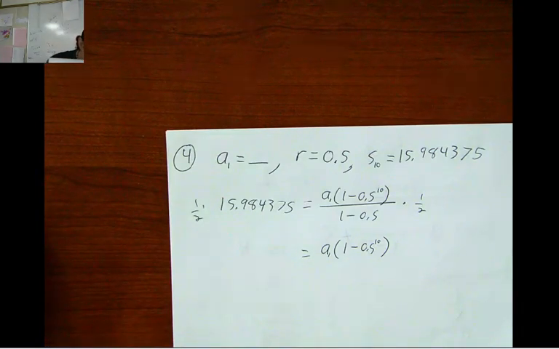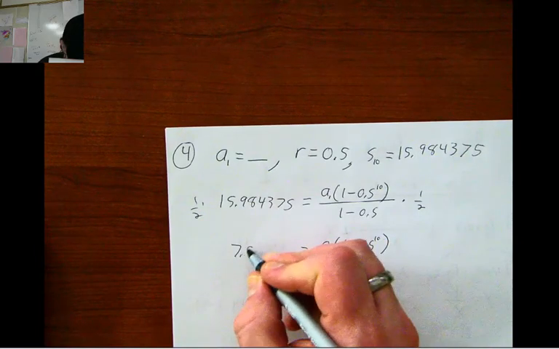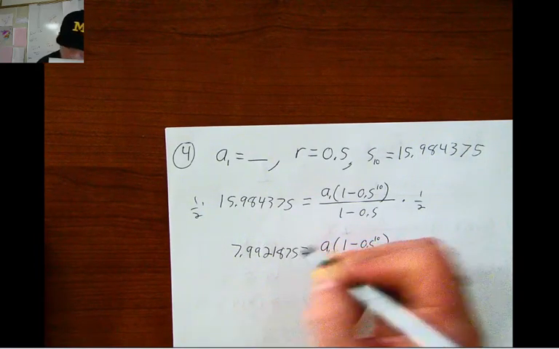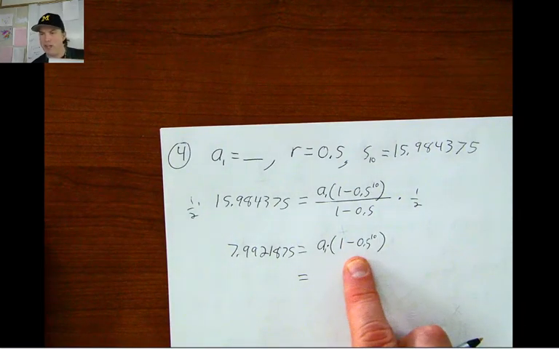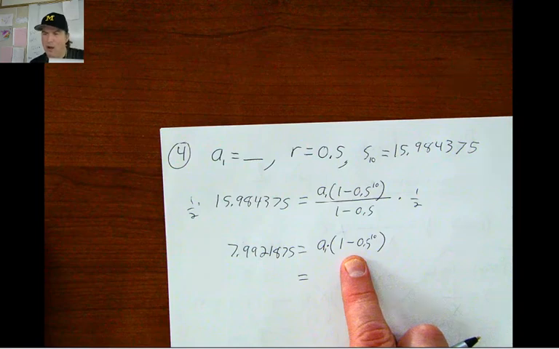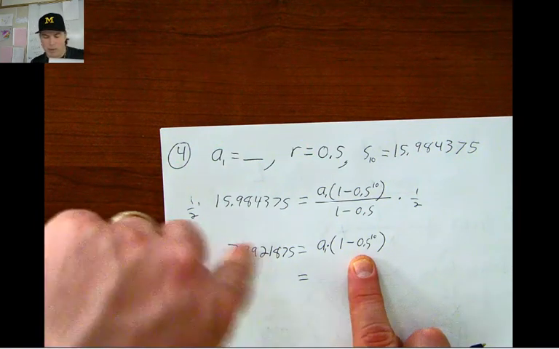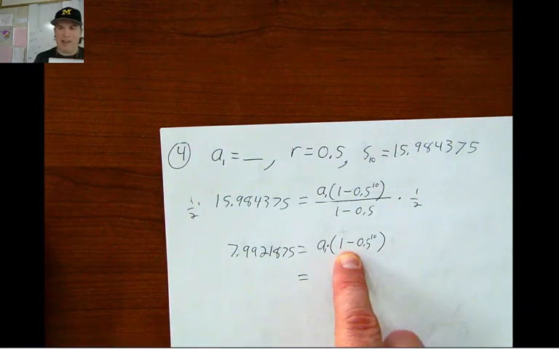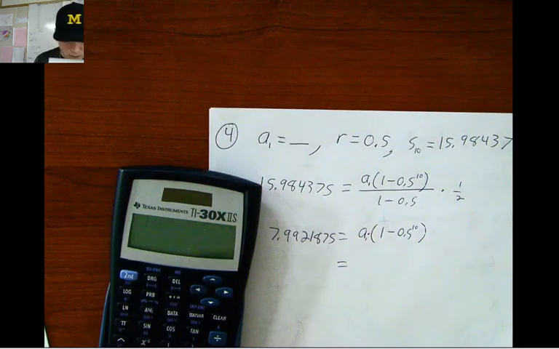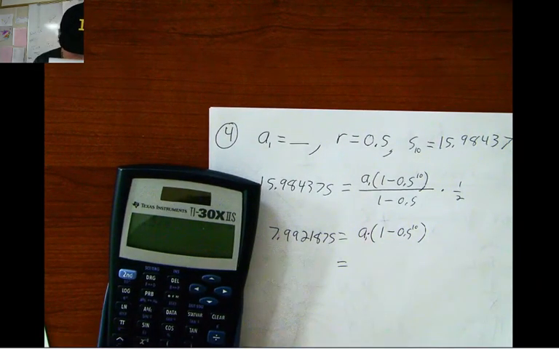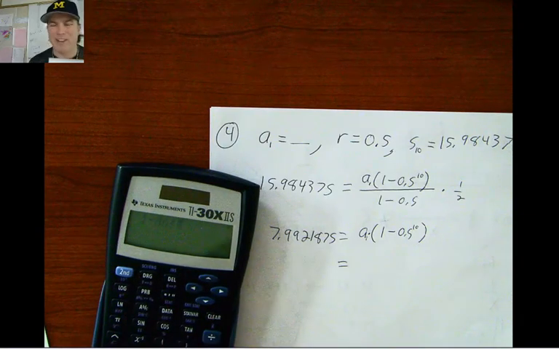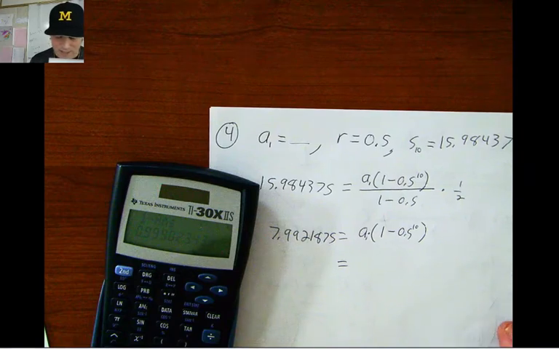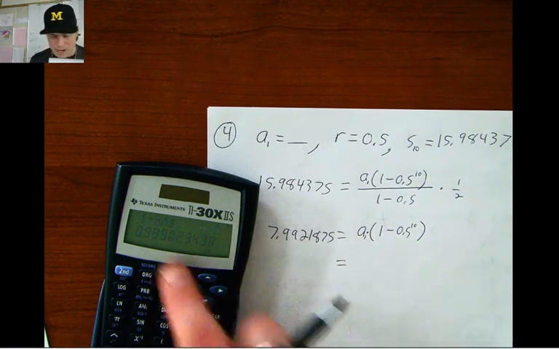So 15.984375 divided by 2 gives me 7.9921875. And now I'm going to divide both sides, because this is A1 times this tiny thing, whatever it is. So I'm going to figure out what this thing is, and then I'm going to divide 7.9921875 by that thing. So first, we got to figure out the thing. 0.5 to the 10 should be a very small number. Then 1 minus that very small number should give you something pretty close to 1, like 0.999 stuff. All right, now we're going to divide this number by the thing.